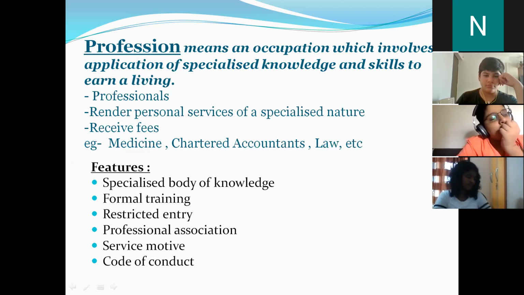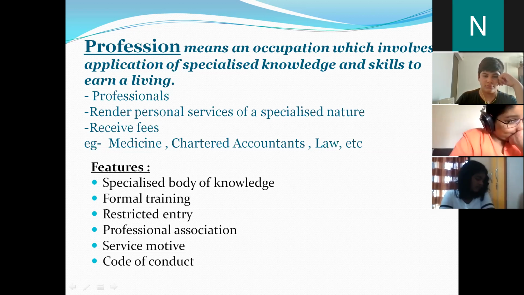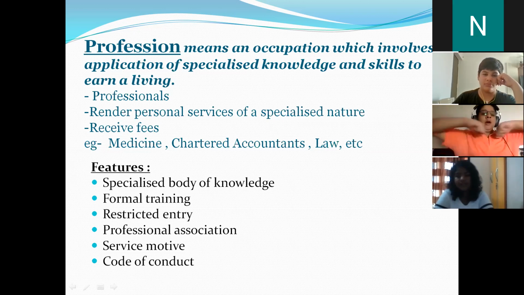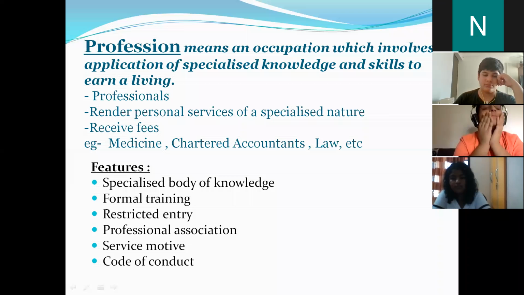Next we have professional association. Now every profession has its own association. Now what is an association? An association is basically a statutory body and the membership is essential. An association lays down the code of conduct for that profession. It gives the certificate of practice. It formulates and enforces the laws and other things related to that profession.